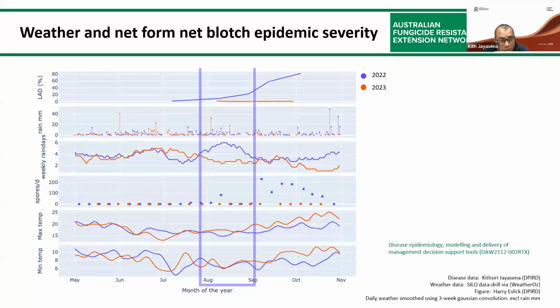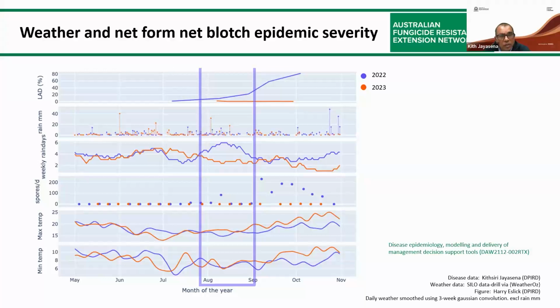So how important are these environmental factors? This slide presents the findings of two trials conducted in 2022 and 2023 to examine the impact of weather conditions on the progress of net form net blotch. The trials employed spore trapping to determine spore movement and correlate that with disease progress, with the aim of providing data input for the net blotch decision support tool.